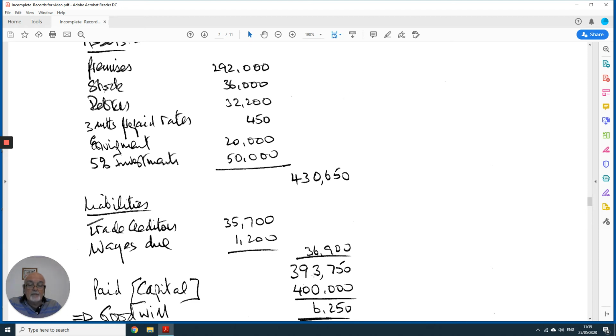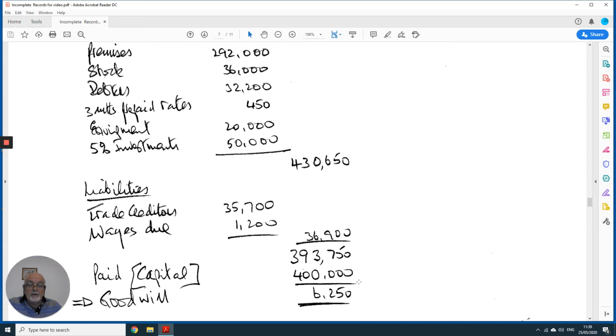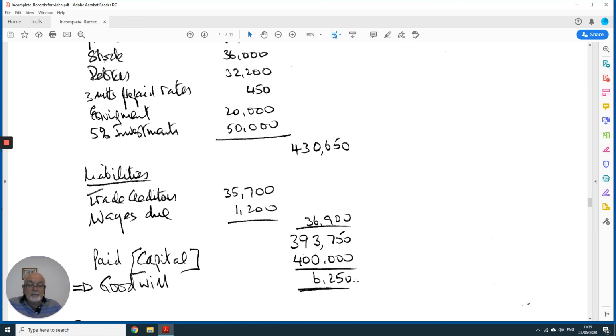Net worth 393,750, and Fuller paid 400,000 for it. So he's paid 6,250 over and above, and that's the value then that we attribute to goodwill, the attractive force that brings in custom. That extra bit that Fuller is prepared to pay over the 393,750 to get the business.